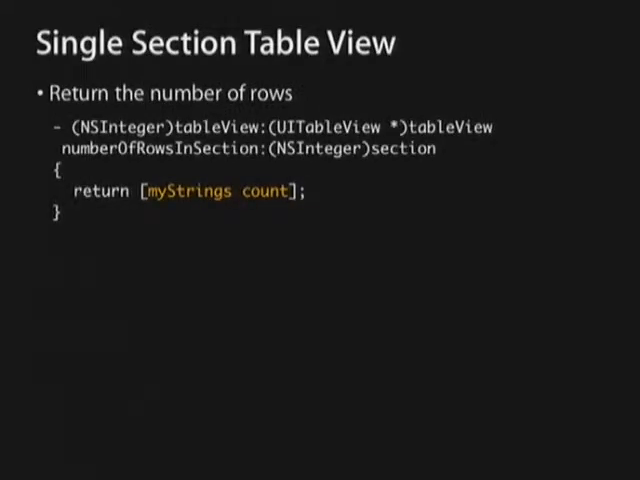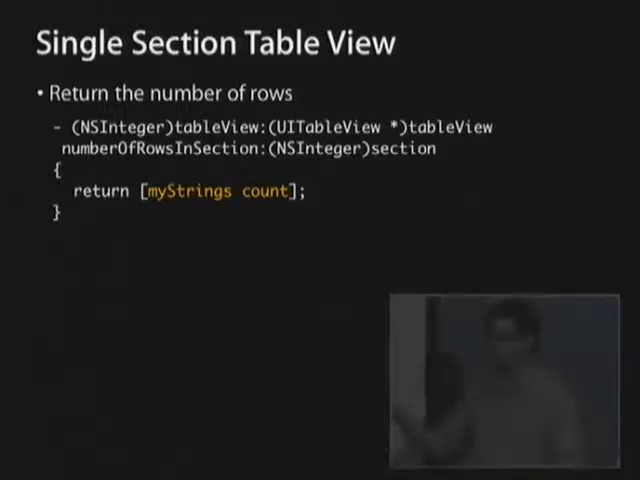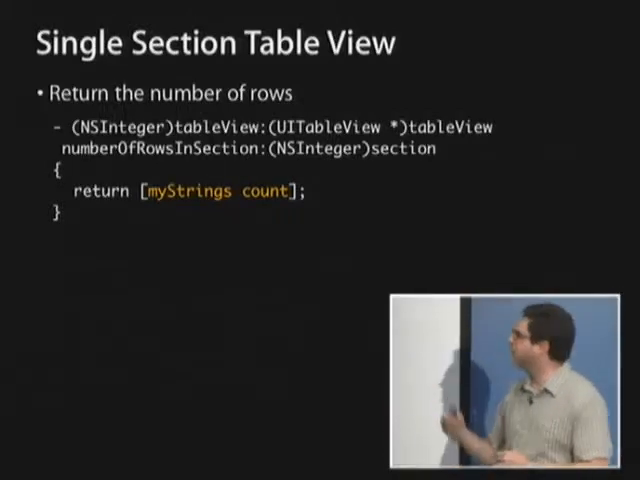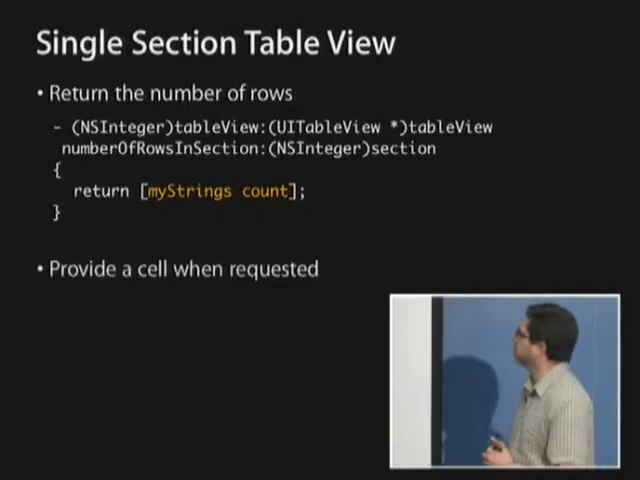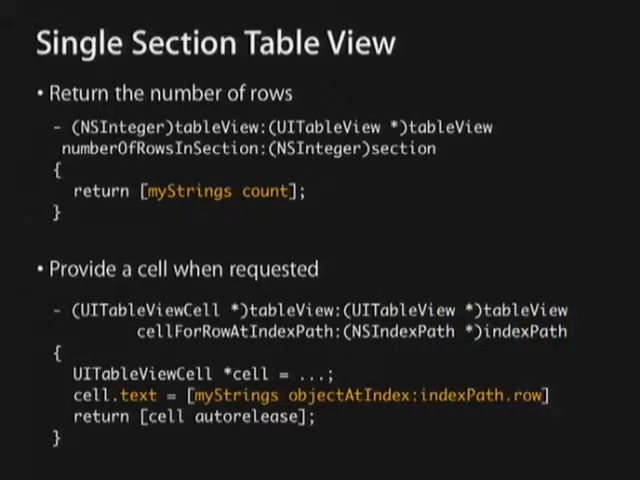So let's look at a single section table view. You don't have to implement the number of sections, and so if we leave that out, the first thing you'll be asked is the number of rows in a section, and here we've got an array of strings, so we'll just return the count of that. And then for the cell, we'll create a cell, that's the ellipses here in some way, and then we'll just set the cell's text to whatever object is in the strings array at that point and return the cell.